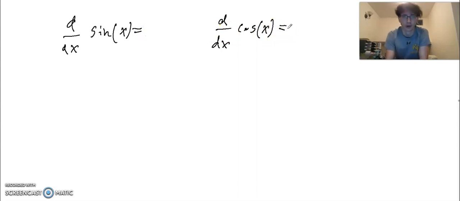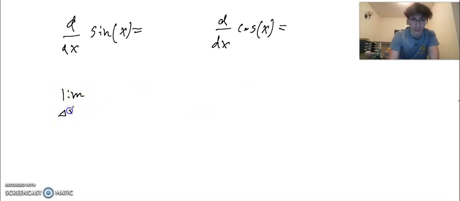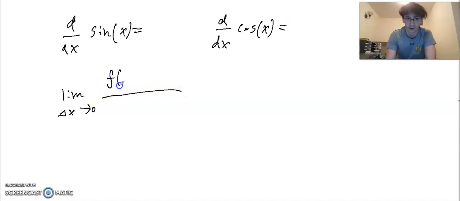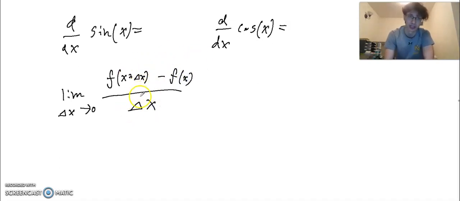Now, I'm not going to prove these two because, well, if you wanted to prove them, you would do the limit as delta x approaches 0, our basic f of x plus delta x minus f of x all over delta x, and you would just plug in f of x, sine of x plus delta x here, minus sine of x all over delta x, and then you would use trig identities to simplify that, but I'm always just rusty on my trig identities.